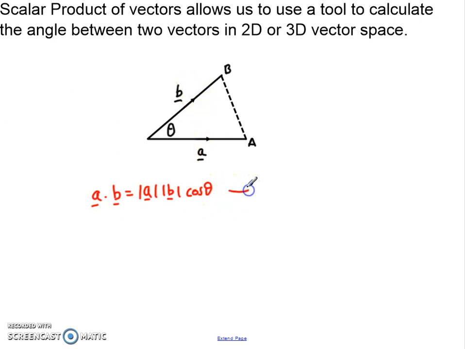I could also rearrange it to get cos theta, i.e. the size of the angle between the two vectors. And that's going to be given by A dot B over the magnitude of A, magnitude of B. So we can use either of these two when working in this sort of scenario.